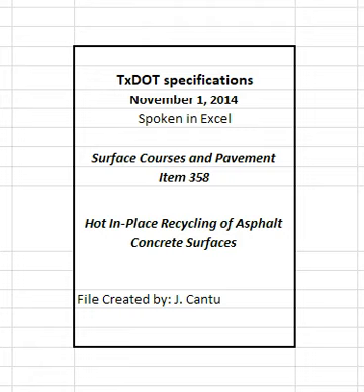Item 358. Hot in-place recycling of asphalt concrete surfaces. 1. Description. Use the hot in-place process to recycle the existing pavement in one of the following subcategories described below.